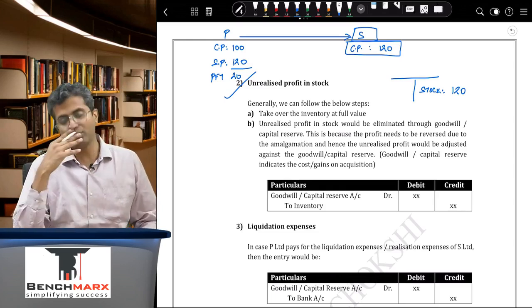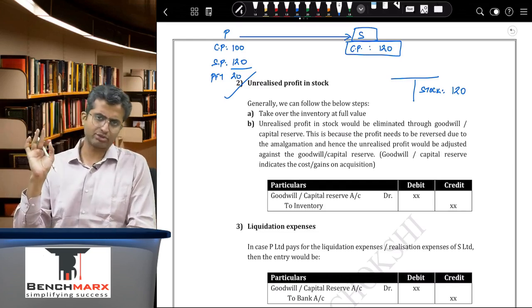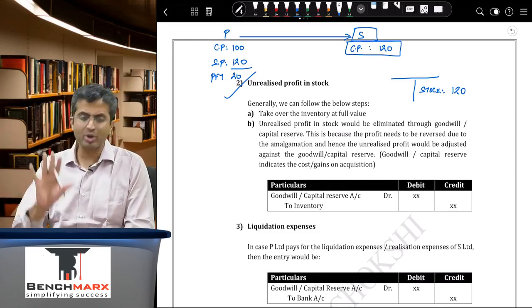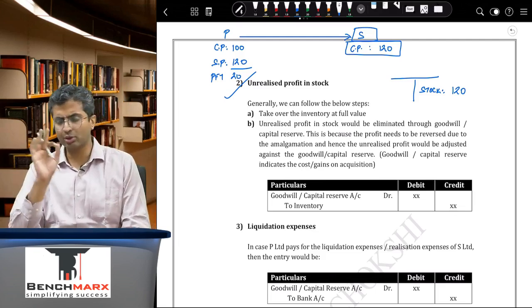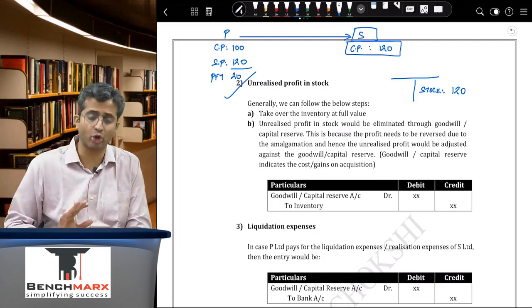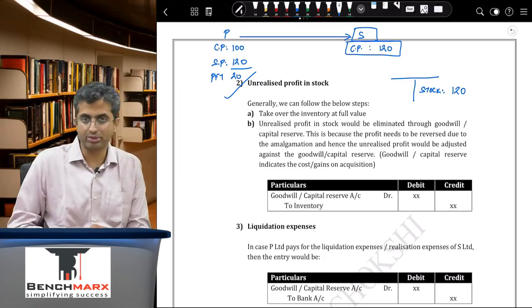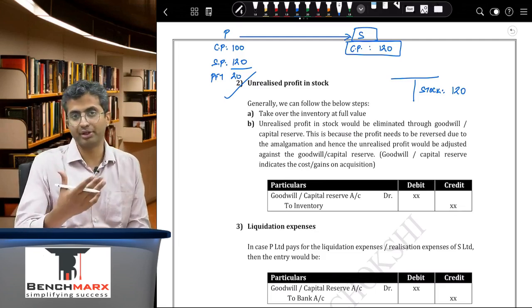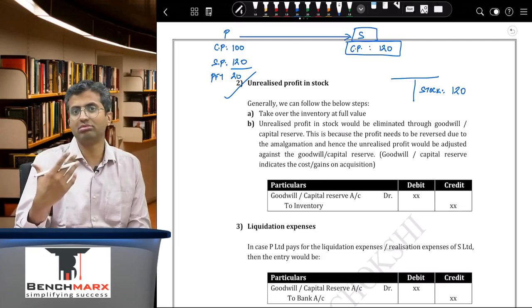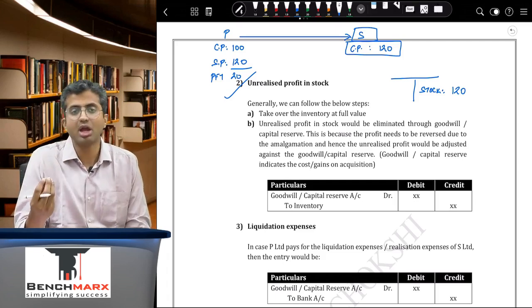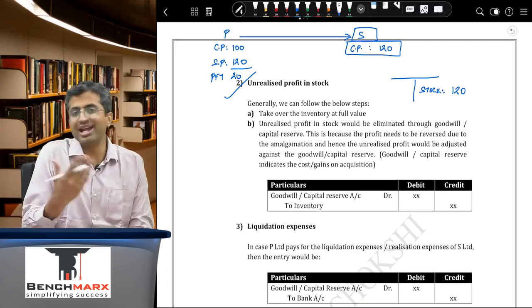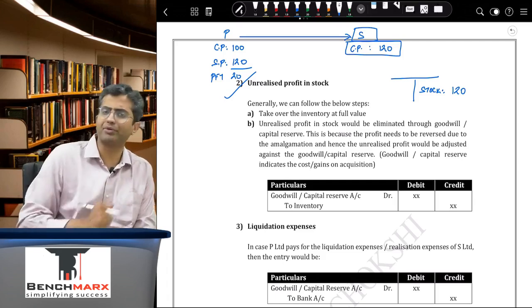Why does it need to be removed? Well, it needs to be removed because of the acquisition. Had there been no acquisition, there was no error done by P, the profit should have been recorded and was recorded. However, because of the acquisition, this 20 of profit is now something which ideally will not be recorded, but you can't reverse the profit already recorded.